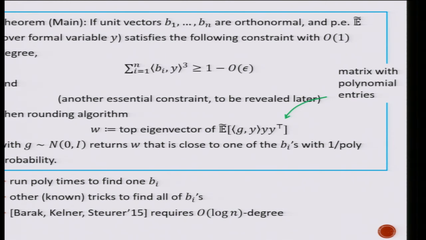Can you say what the intuition is? Oh, yes. I'm going to. Yeah. I'm going to talk about the intuitions.